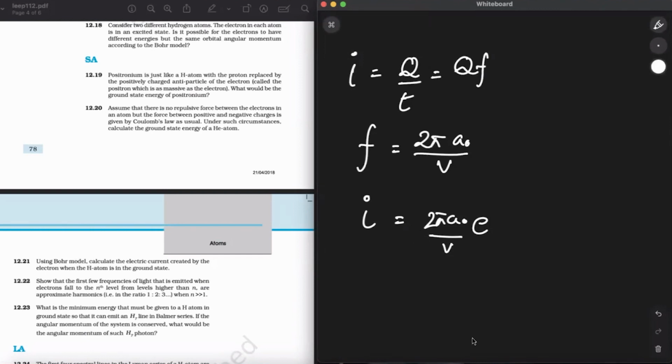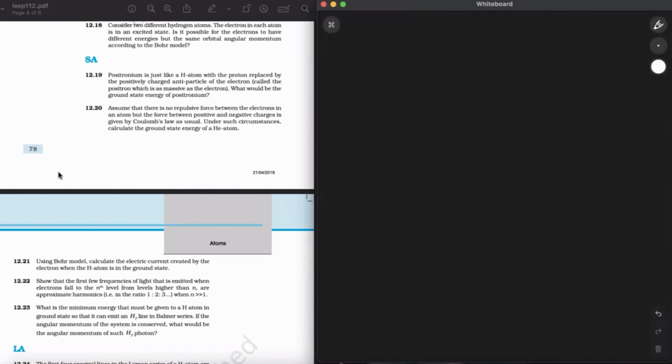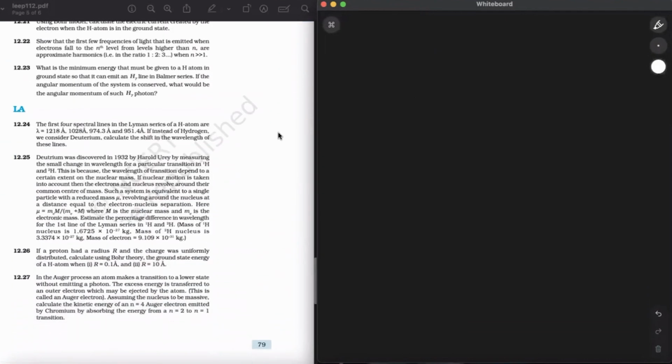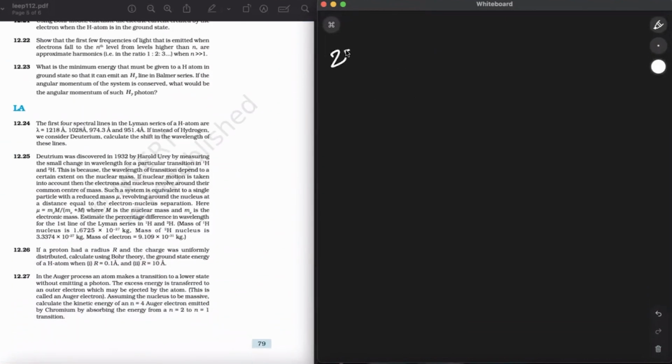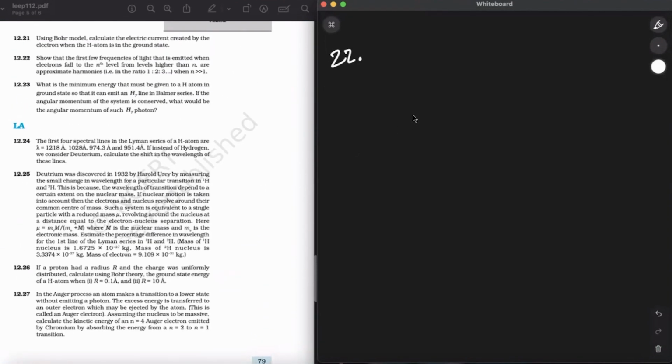Now, moving on to question number 27. Now, question number 22nd. How many questions are there? Let me see. Okay, so we are just at the word of finishing it.